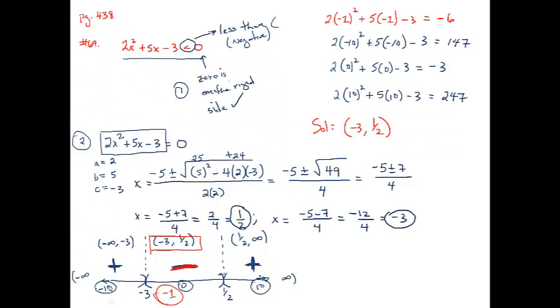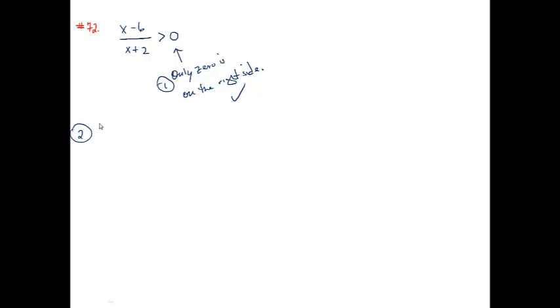Okay, so let's go back. Number 72, we have x minus 6 divided by x plus 2 is greater than 0. On the right side, we only have the 0. So that checks. That's step 1. Step 2 now says we'll set the numerator and the denominator equal to 0. So x minus 6 is equal to 0, as well as x plus 2 is equal to 0, and you solve. So this is x equals 6, and this one is x equals negative 2.